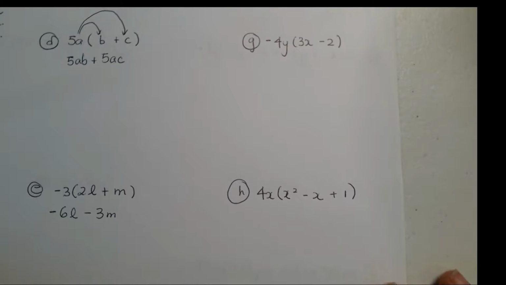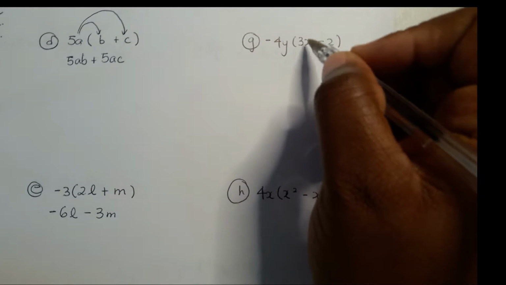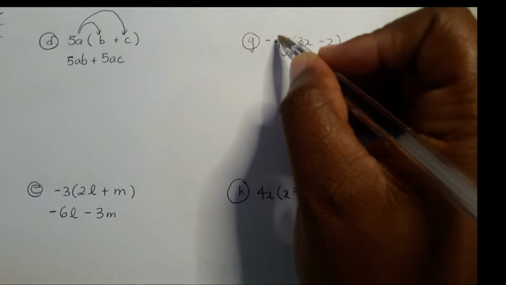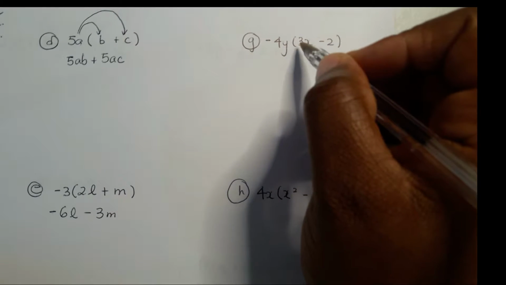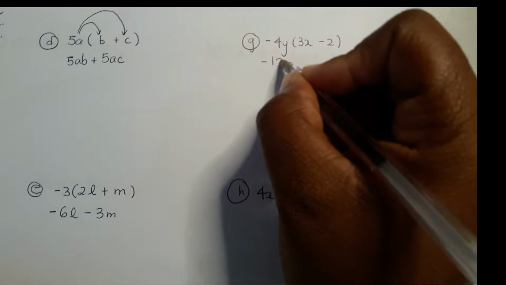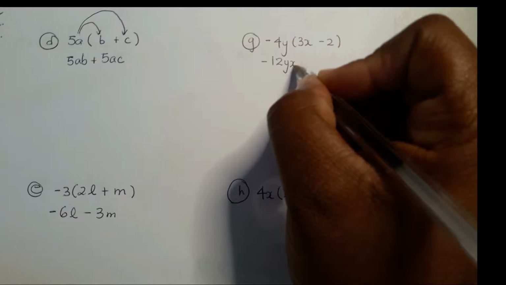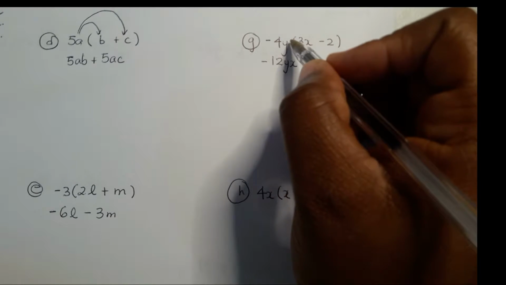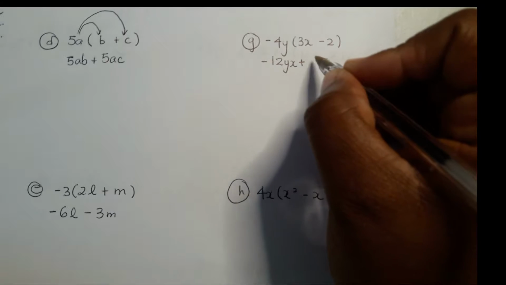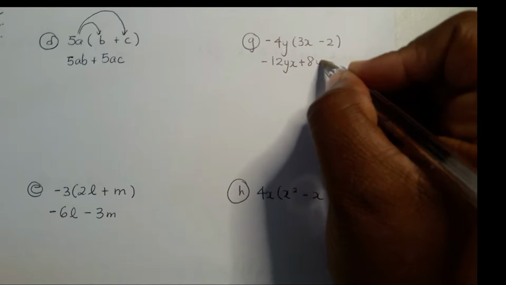And now we have g. Again, you're just multiplying this by each element in here. So this is negative, so negative 4y times 3x will give you negative 12yx. And negative 4y times negative 2 will give you a positive answer, which is 8y.